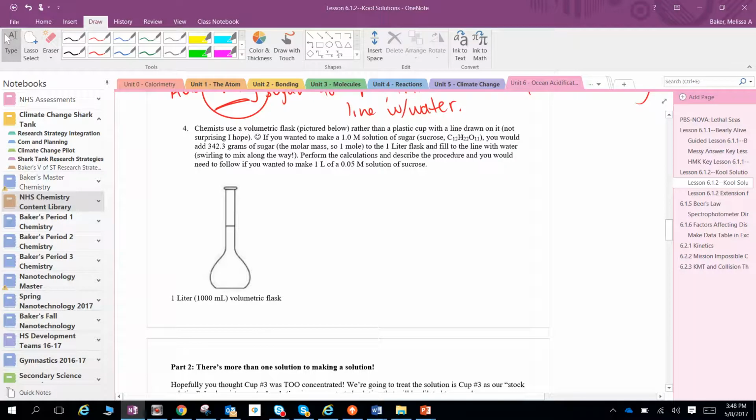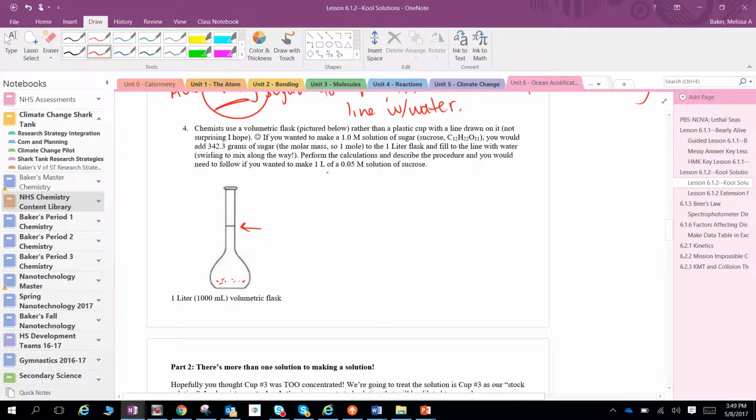So rather than using a plastic cup, actual chemists use something called a volumetric flask to get an accurate concentration. So for example, if I wanted to make a 1 molar solution of sugar, I would add 1 mole of sugar, 342.3 grams, to this flask, and then I would fill to this line with water and dissolve it. Then I would have exactly 1 mole for 1 liter solution.